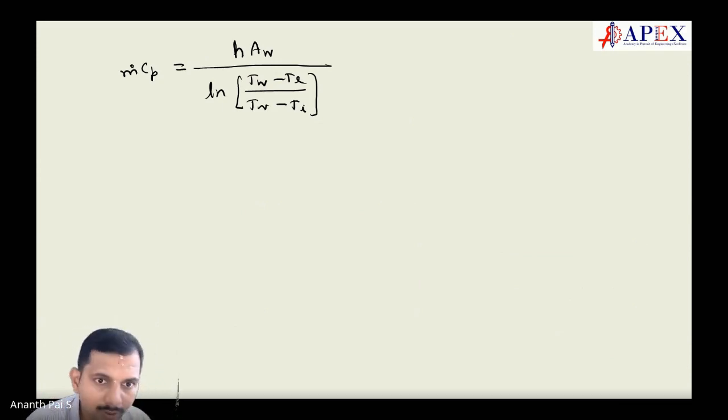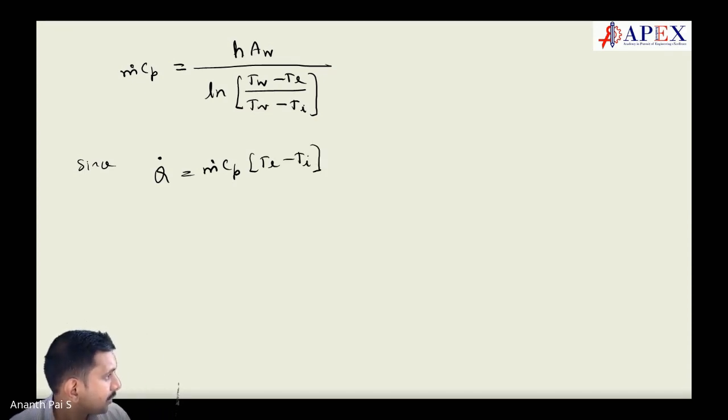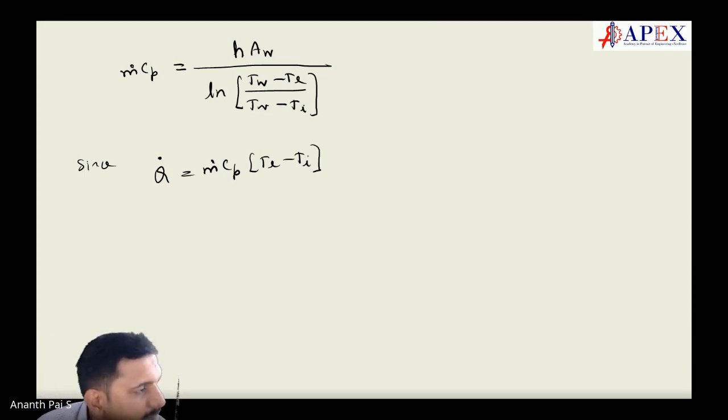Now we know that Q dot is equal to m dot Cp into Te minus Ti, correct? Yes or no? That is the amount of heat which has gone into it, is it not? I'll give you time. Tell me, is this right or wrong? Correct?